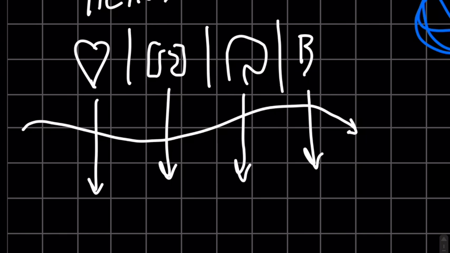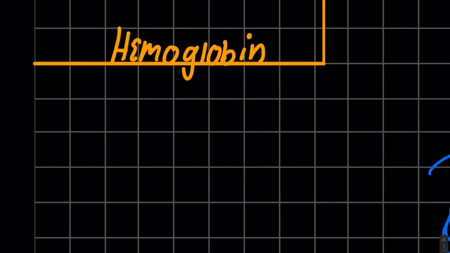I think one really good way of doing that is to start with a really cool molecule in medicine and in the body called hemoglobin. So that's what we're going to do. We're going to talk about hemoglobin, and we're going to integrate lots of different topics from many different organ systems at the same time when we talk about this molecule.